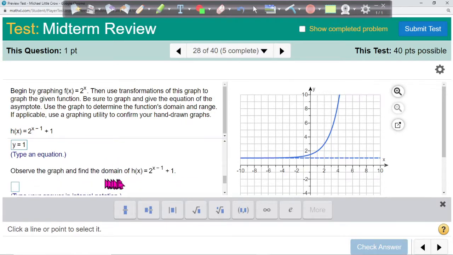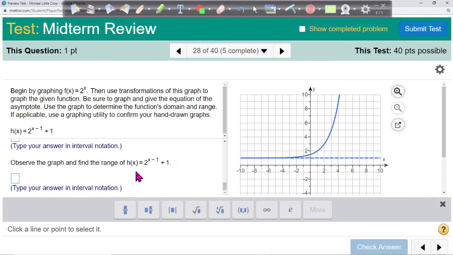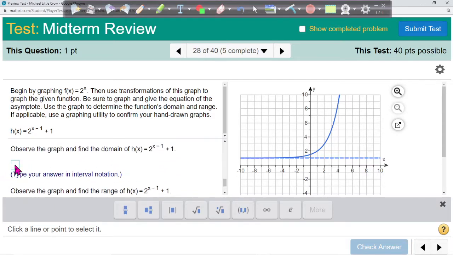Observe the graph and find the domain. Well, the domain is everything. It goes from negative infinity to positive infinity. No problems with exponentials. So we put that in there. Let's go ahead, interval notation, negative infinity to positive infinity.